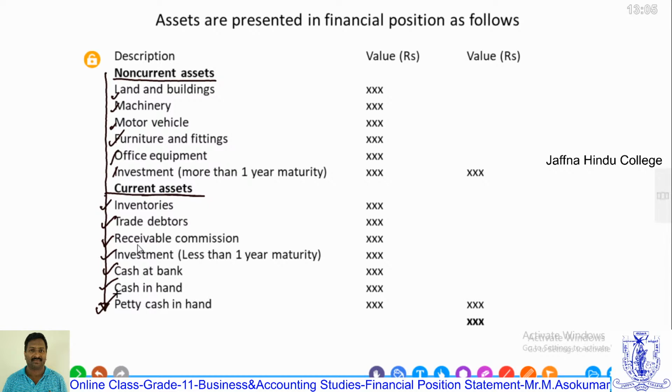The non-current assets and current assets are listed according to their liquidity order. First, non-current assets are totaled, then posted to the second column. Current assets are also totaled, then posted to the second column. These two subtotals give the total assets of the business at the end of the specific period. In this way, all the business assets are listed in the financial position statement.